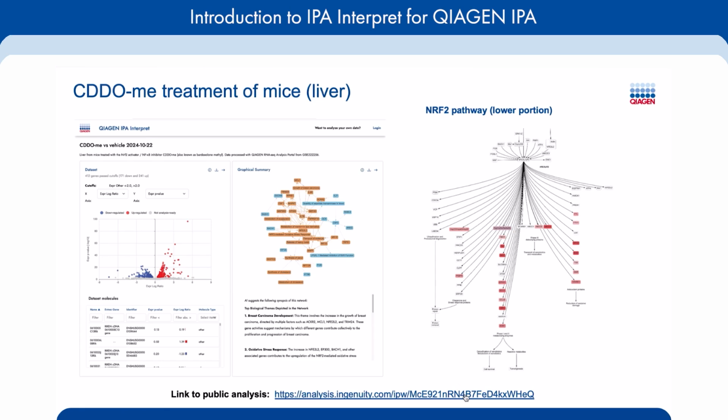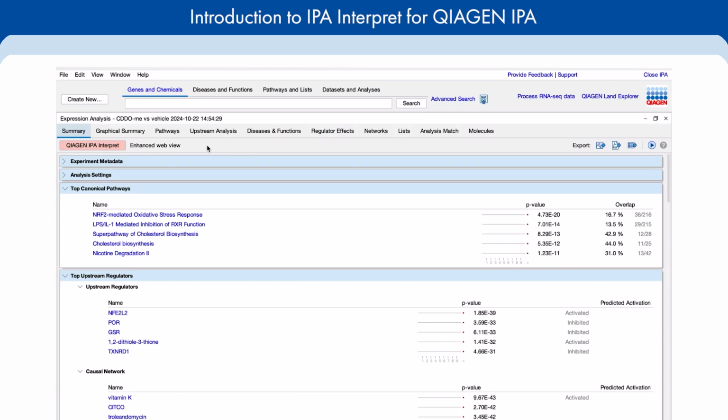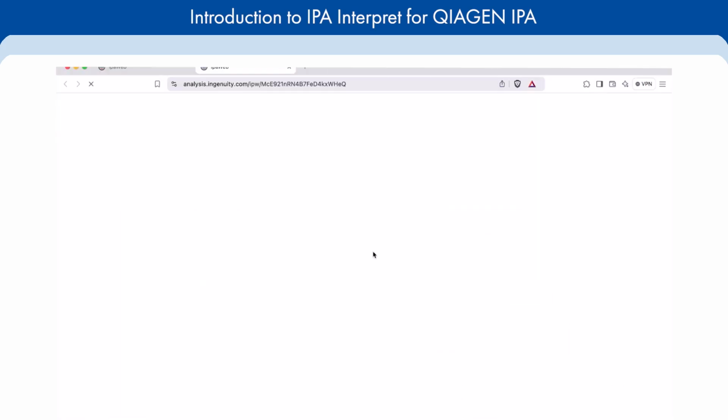With IPA Interpret for QIAGEN Ingenuity Pathway Analysis, you can turn your data into a shareable, interactive overview with actionable insights. Today, we will take a look at how to access, navigate, and share an IPA Interpret report. Starting from the IPA interface, the IPA Interpret report is just one click away from any core analysis. From the main summary tab of the analysis, clicking the pink QIAGEN IPA Interpret button will take us to the IPA Interpret report.